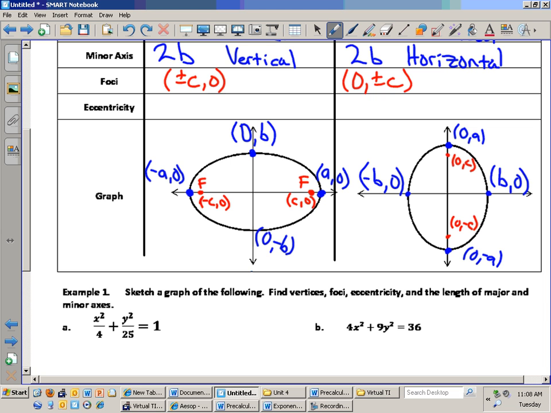And in order to figure out c, we have an equation. And this is our equation: c squared is equal to a squared minus b squared. So it's kind of opposite from the Pythagorean theorem, so adding and subtracting.